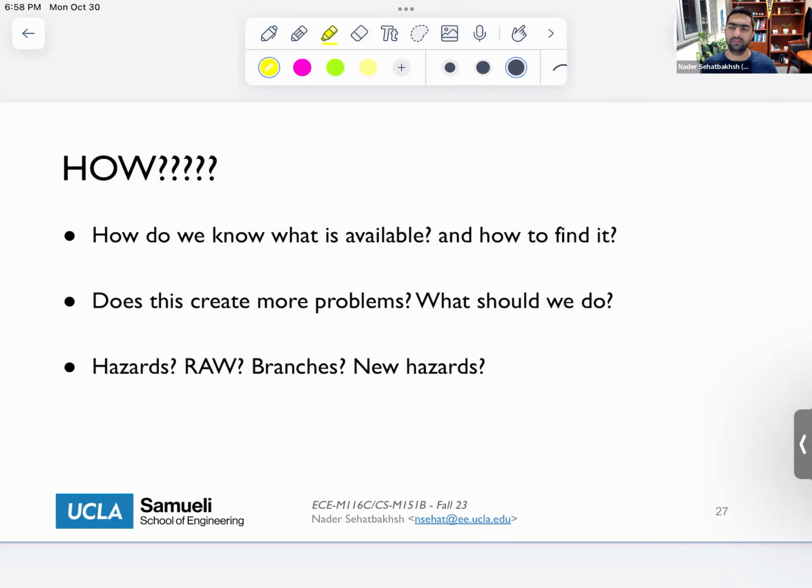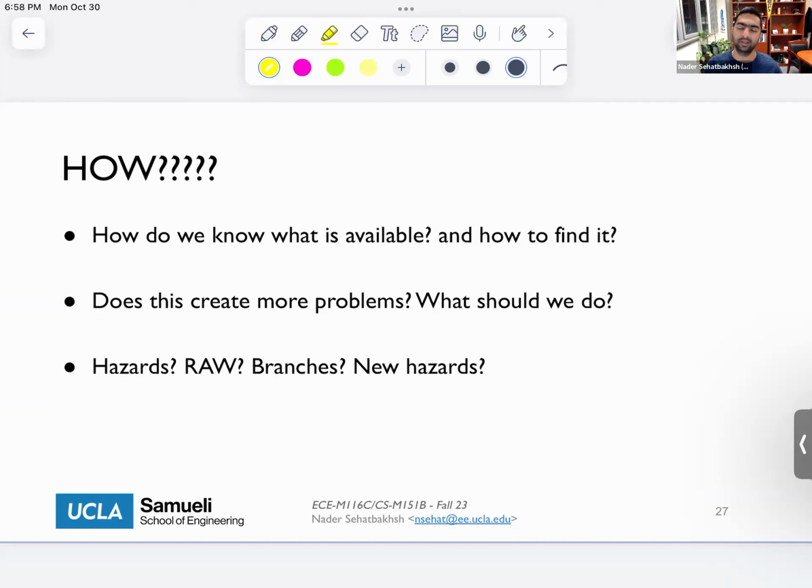There are lots of questions that come to mind. I'm saying this very casually, as if it's not a big deal, but there are a whole bunch of problems that we need to figure out. First of all, how do you know how these instructions are independent? How do we actually find this?